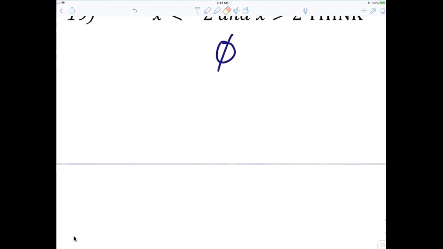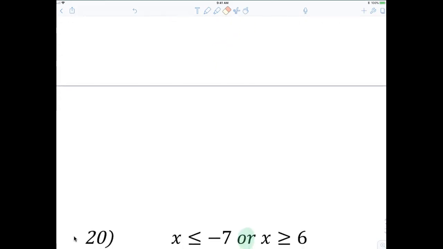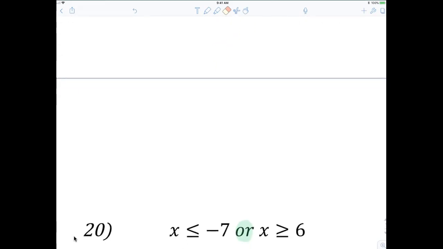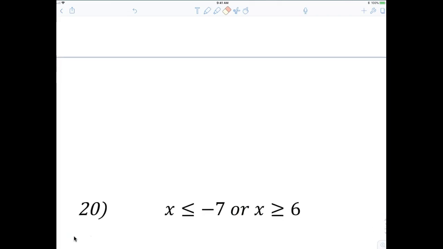All right, so let's look at the next one carefully. So now I want to take a look at number 20. I want you thinking about it.